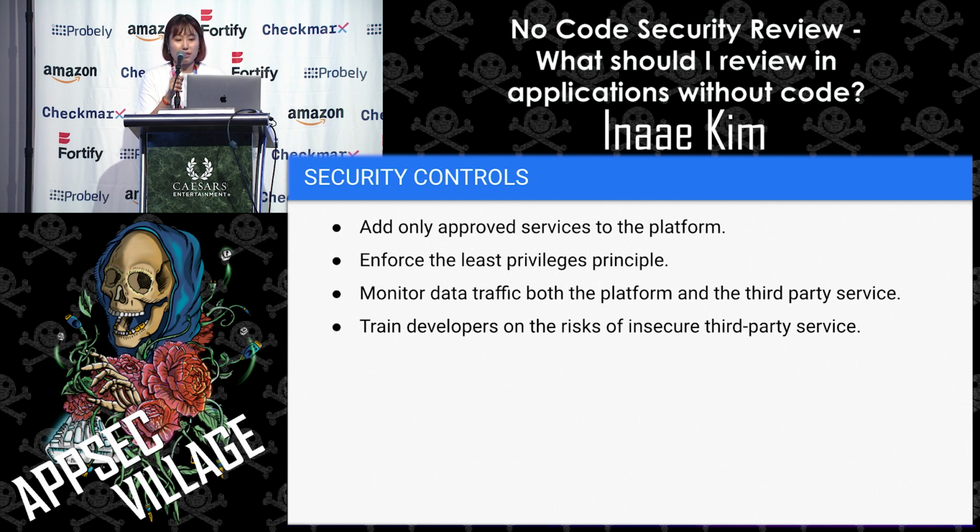Also, enforce the least privilege principle. Make sure that on both the third-party side and the application side, you only grant the access that is needed. Keep monitoring the data traffic, for both the platform and the third-party service. And train the developers on the risk of insecure third-party services. There is more chance that they will bring in an insecure third-party service, such as just adding FTP, or trying to access an insecure HTTP site. If you do not train the citizen developers well, this really happens.